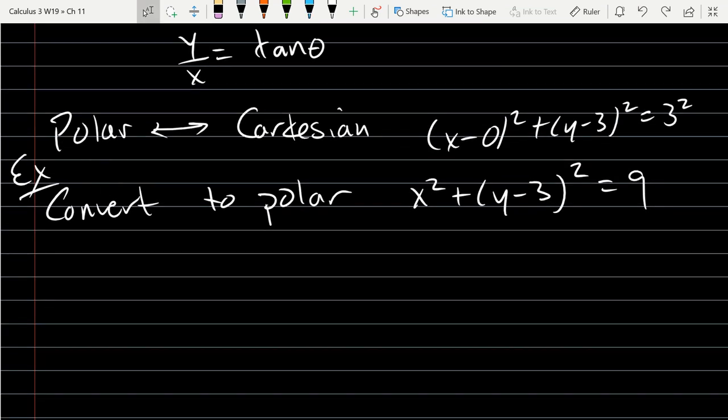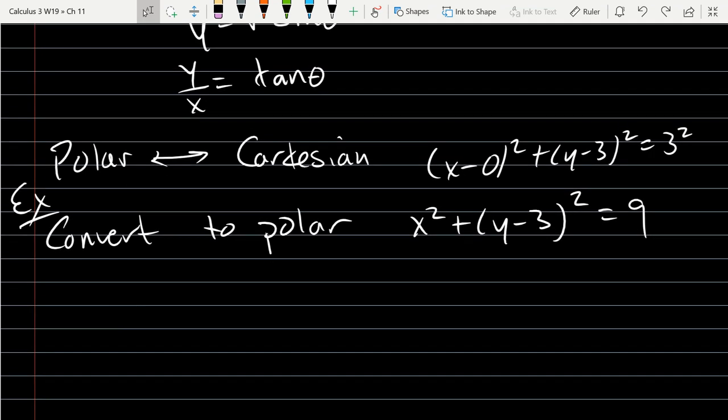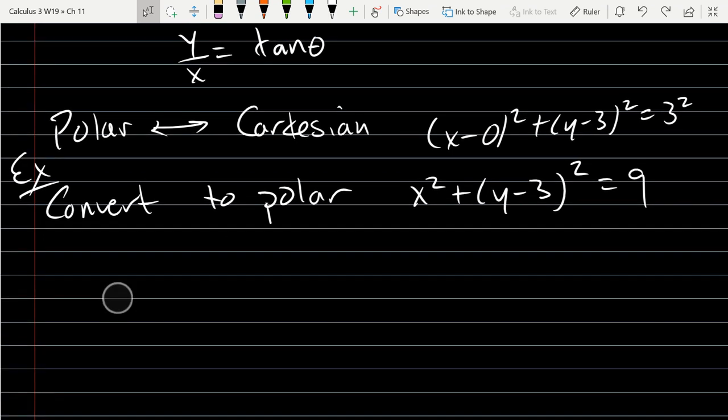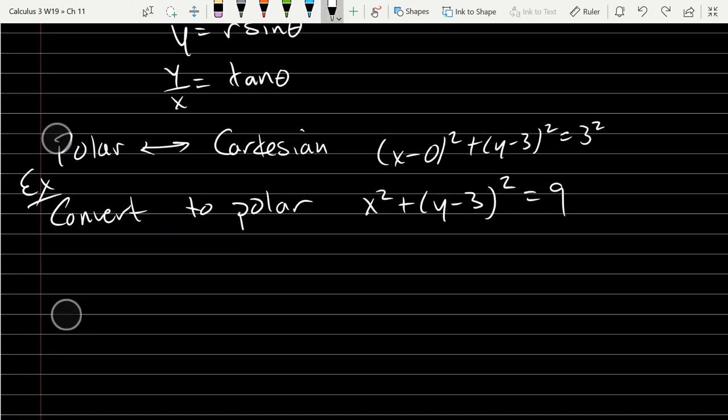All right, convert to polar. The instructions say convert to polar, implying that we have rectangular or Cartesian. How else do you tell we have a rectangular or Cartesian equation? It's got x's and y's, so if you have x and y's, you're dealing in rectangular. All right, convert. All you have to do is use the formulas right above.